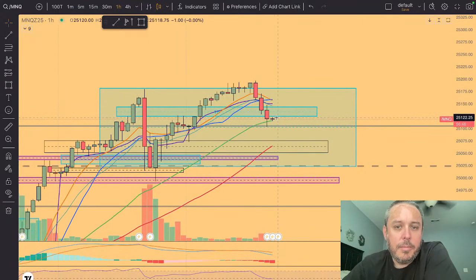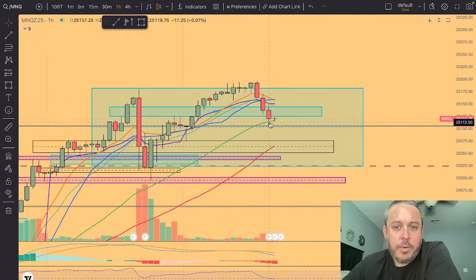Right now we're at the bottom. We're just below this hourly gap, and we're rejecting off of this. Well, we'll see, we might not be rejecting, but we're right off of this 50 MA, this green line right here.